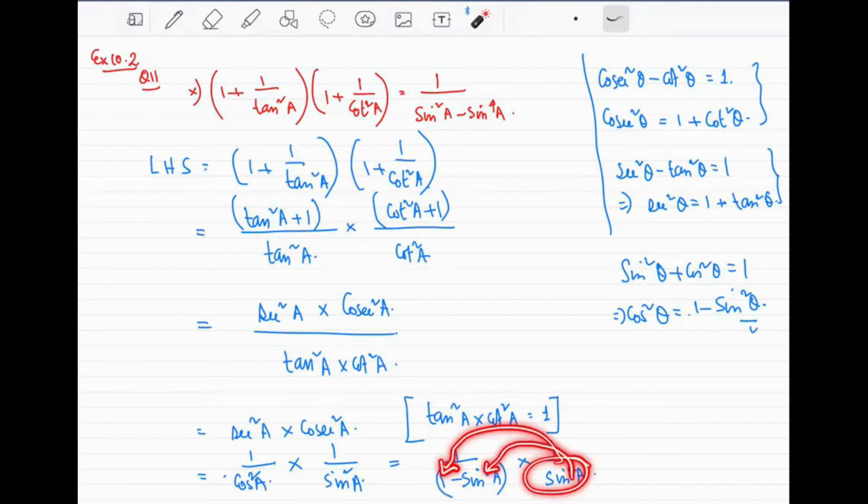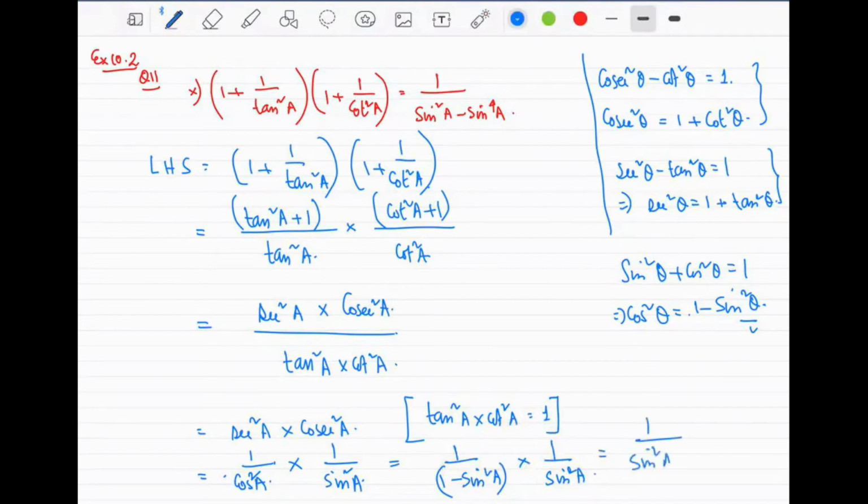Sine square A and sine square A, how much? If you multiply sine square A into sine square A, how much will it be? It's still sine A, but since there are squares, we will put power 4. Sine square A into sine square A, sine power 4 A. So if I multiply sine square A with 1, we get sine square A. If we multiply with sine square A, then we will get sine power 4 A. So the final result will be 1 by sine square A minus sine power 4 A.